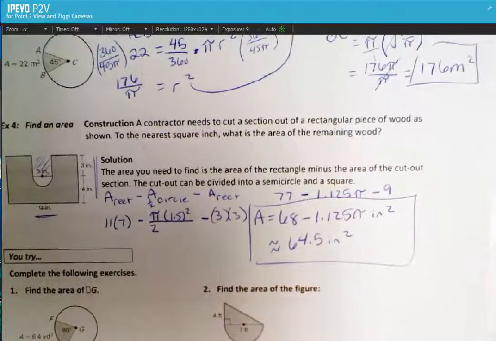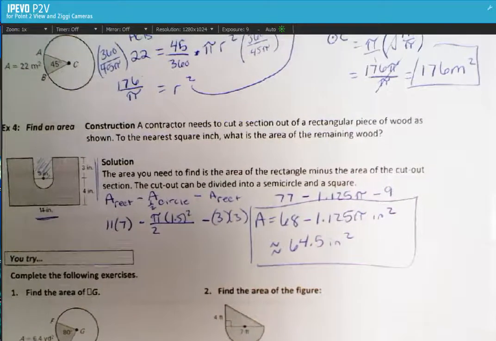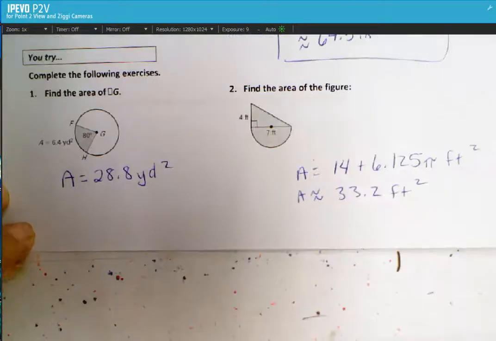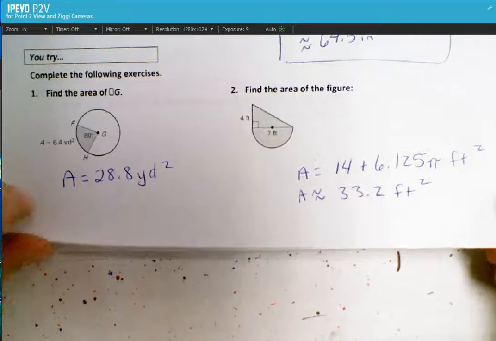All right, you guys try the next two. Okay, there are your answers there. Rework them if you didn't get them right. Come to class with some questions. That would be awesome.